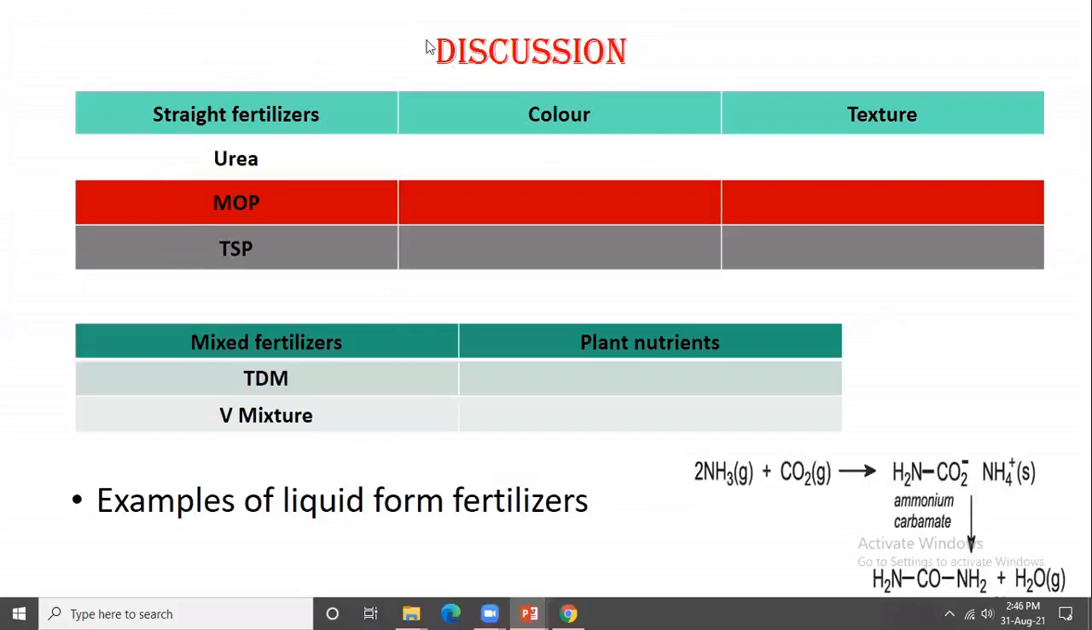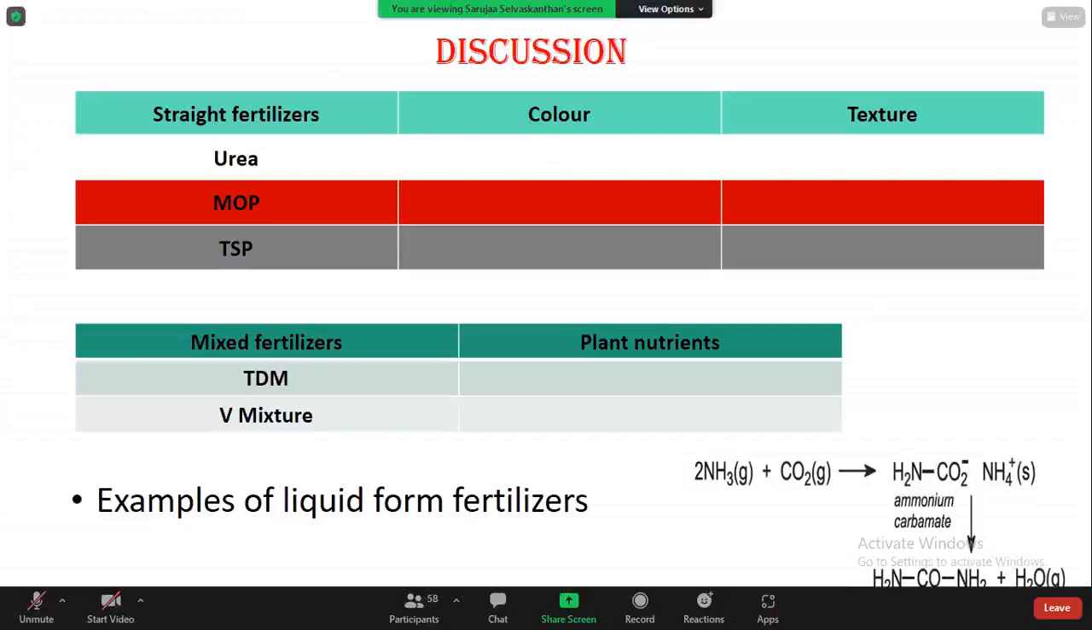Now tell me, what is the color of urea? White. Then what is the color of MOP? Not orange, dark brown like that. Then TSP? Ash color, yeah.